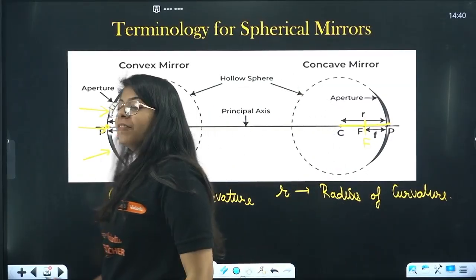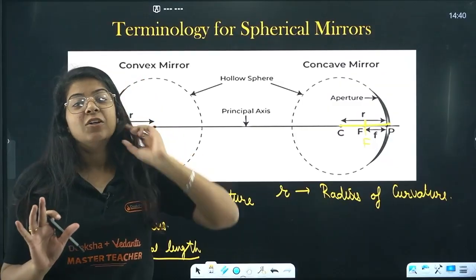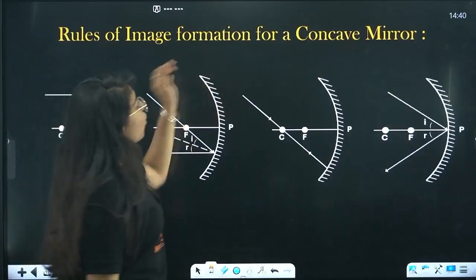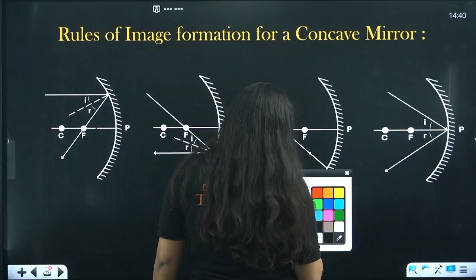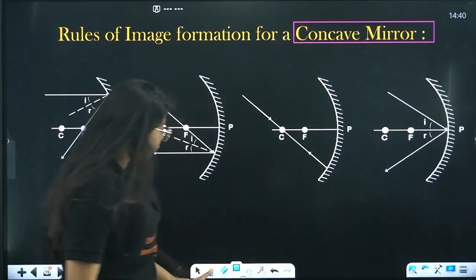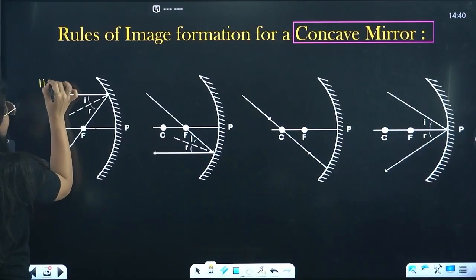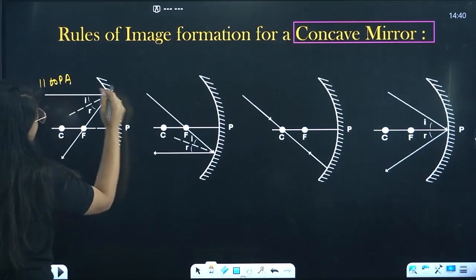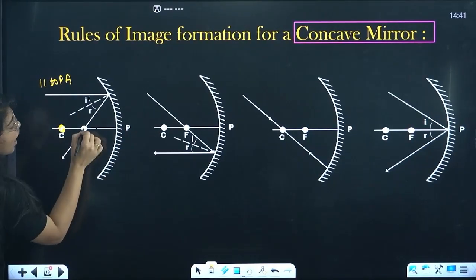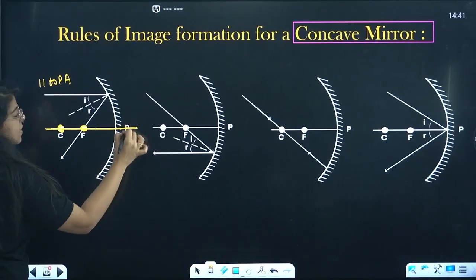Now, we have a few rules that we have to take care of while drawing the ray diagrams. There are 4 rules for a concave mirror. What are those 4 rules? First, whenever the ray is coming parallel to the principal axis. See carefully, this is your concave mirror, inward part is reflecting. This is your center of curvature, half of that is your focus. And this is your principal axis.